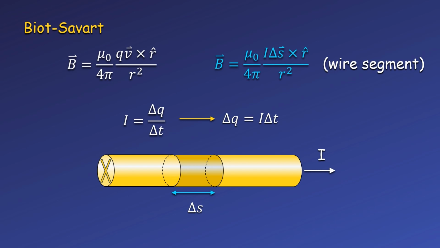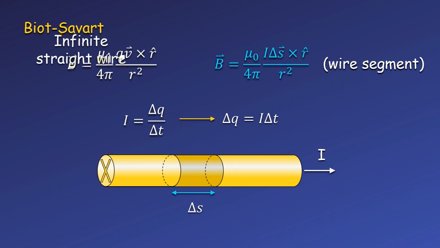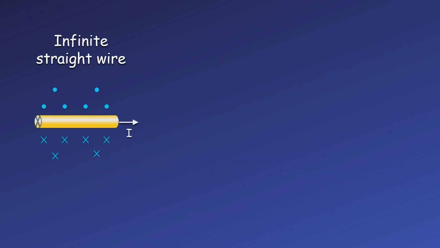To get the total field of the wire, we can just integrate over the length of the wire and account for the field generated by the entire current at all points along the wire. We won't do this integral, we'll just look at the result for some common fields we're interested in. First is the magnetic field of an infinite straight wire. The magnitude of this field is found using the following equation, and we can see the field drops off as we increase the distance r away from the wire.